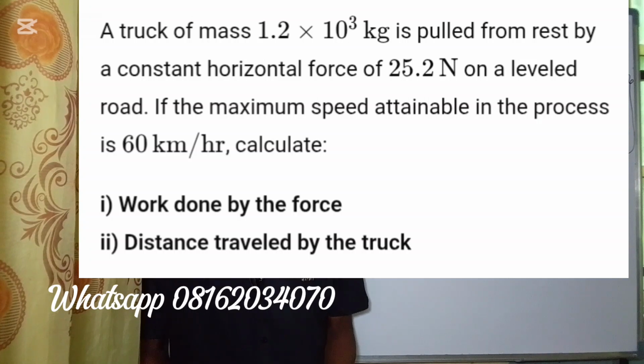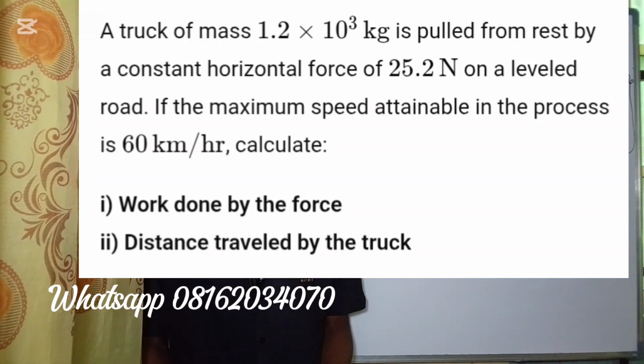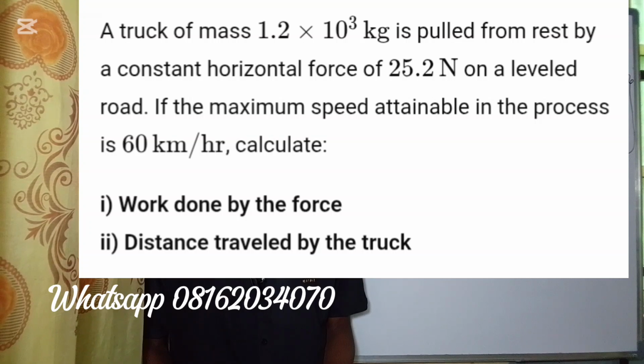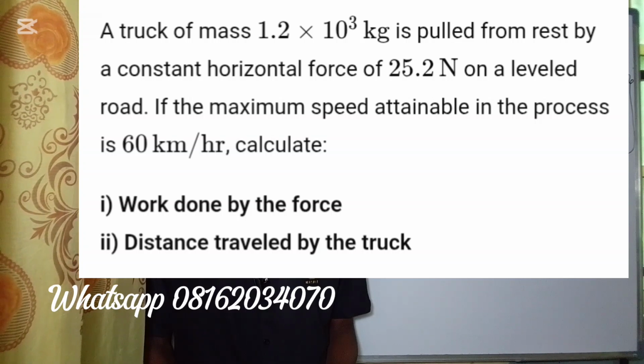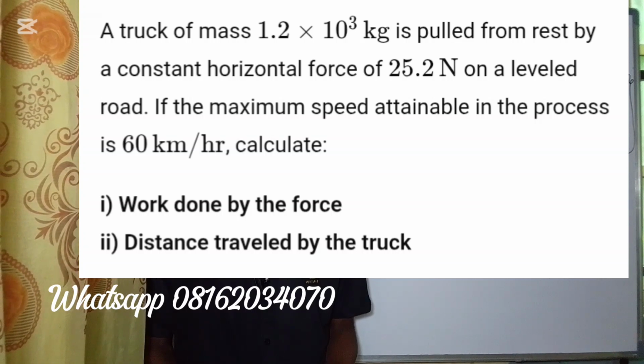Okay, the question reads: a truck of mass 1.2 times 10 raised to the power of 3 kg is pulled from rest by a constant horizontal force of 25.2 Newton on a leveled road. If the maximum speed attainable in the process is 60 km per hour, calculate (I) work done by the force, (II) distance traveled by the truck in reaching the maximum speed.